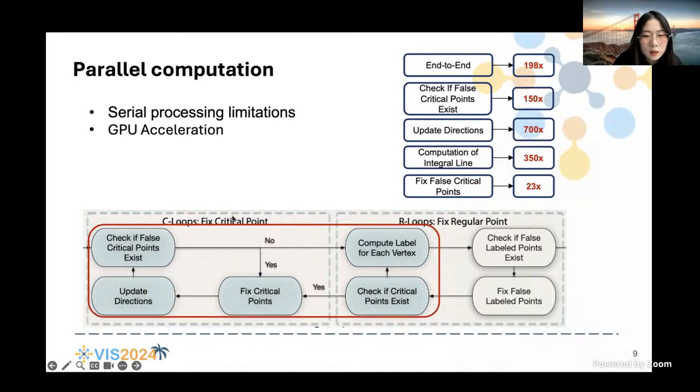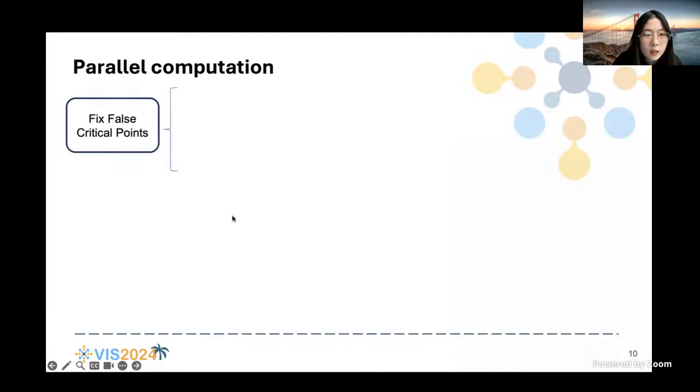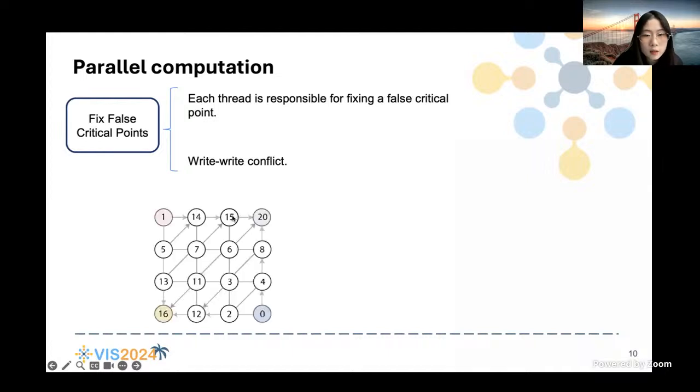And other than this, one challenge is the read-write and write-write conflict when multiple threads attempt to modify the data concurrently. And I will use one simple example on how the conflict arises for the task of fixing false critical points. What we do is assign each thread to be responsible for fixing a false critical point, which might introduce a write-write conflict if 2 threads are going to modify the same vertex value. And here is the example.